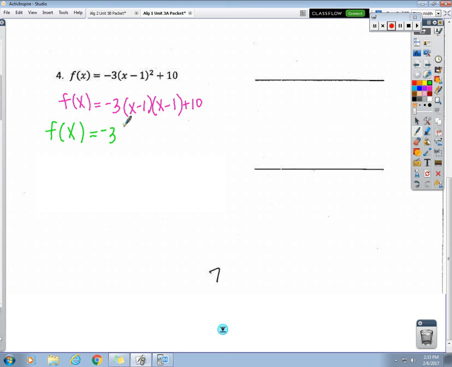So bring down the negative 3, bring down the plus 10, and now we're ready to multiply these. X times x is x squared. X times negative 1 is negative 1x. Negative 1 times x is another negative 1x, and negative 1 times negative 1 is positive 1.